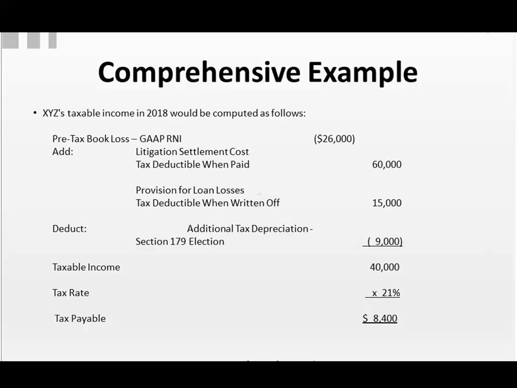Add back the provision for loan losses, $15,000, which you cannot deduct yet, and subtract the extra depreciation that we can deduct right now on the tax return to get us to $40,000. However, it's times 21%, so the current taxes payable will be $8,400.